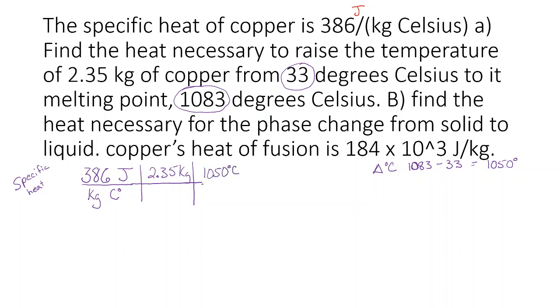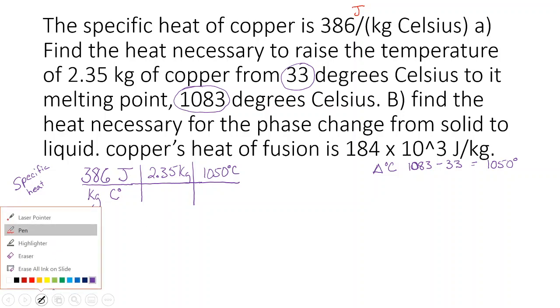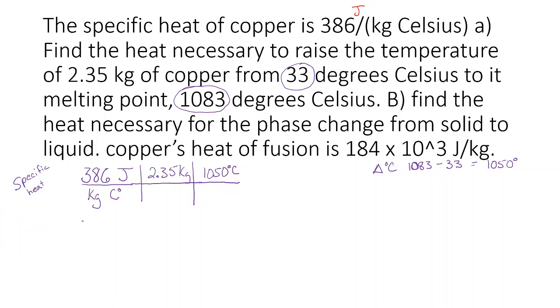So 1,050 degrees Celsius. And then I'm also going to take the heat of fusion of copper, which the heat of fusion of copper is 184,000 joules per kilogram Celsius.